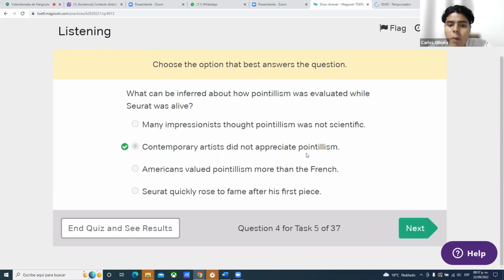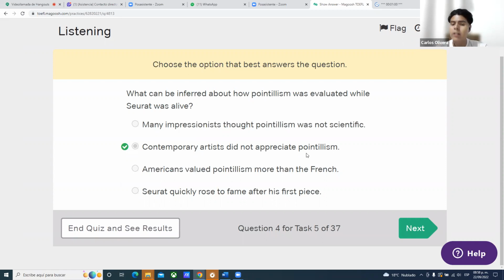What can be inferred about how pointillism was evaluated while Seurat was alive? Well, the entire lecture says that not nobody, but many people criticized him, right? Because people say that he was too scientific, he was too centered on the technical parts of color blending, and he didn't put soul and heart, let's say, and spirit into this art that for other people had become something more of an expression, when for Seurat, it was more about the technique and the scientific implications of different phenomena in painting, right? So yes, contemporary artists, that is to say, artists from that time, did not appreciate pointillism.